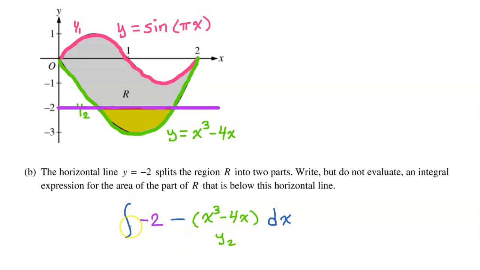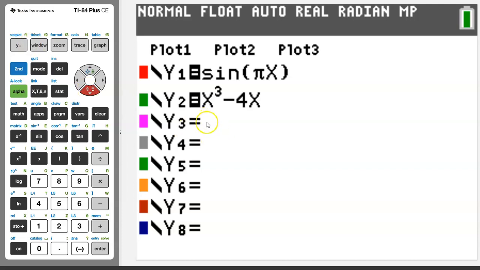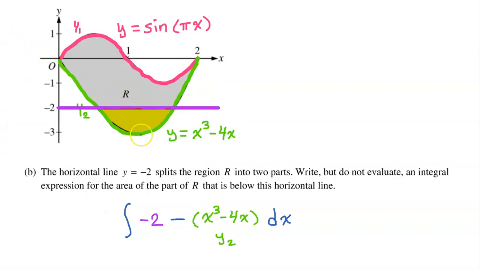In order to finish setting up the integral, we need the limits of integration. So we need to know the x-coordinates of the intersection points between the green curve and the purple line. Let's enter this new function y equals -2 as y3. I'd like to graph this on my calculator now, but first I need to adjust the window. Looking back at what was given to us, I see that the x values are between 0 and 2, and the y values are between -3 and 1.